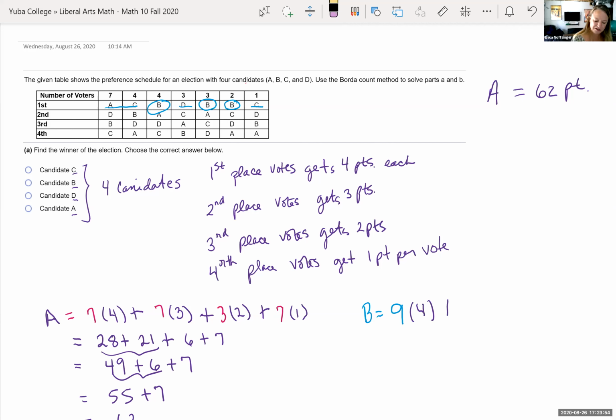Plus, now you got to go through and do the exact same thing for the second place. For second place, we're just looking at B and how many people ranked them second choice. Well, there's only 1 ballot that ranked B second, and that was 4 people. So this would be 4 people times, I'm sorry, second place is worth 3 points. So go to third place.